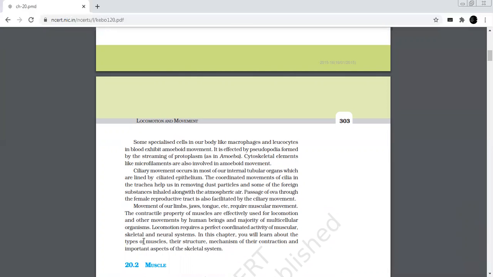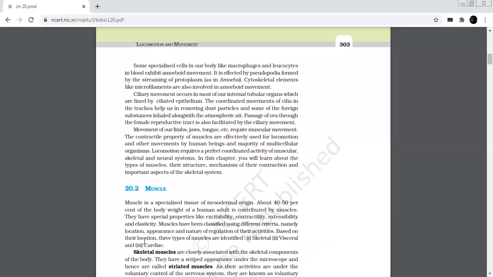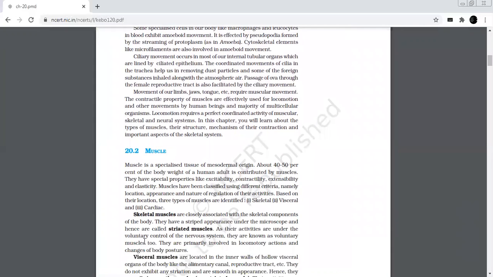Then muscular movement. Movement with the help of muscle is called muscular movement. Let us talk about muscles. These are made up of highly specialized, thin and elongated cells called muscle fibers. Muscle arises from embryonic mesoderm. It makes up 40 to 50% of human body weight. If we talk about properties, muscles show excitability, muscles show contractibility. Muscle also possesses the properties of extensibility and elasticity.